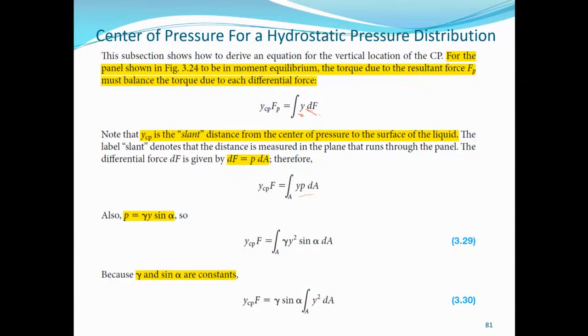Remember we know what P is from before. P is given by gamma y sine alpha, so we substitute it here. Then gamma is constant, sine alpha is a constant, so the angle doesn't change. Then we are left with y squared dA. And this is also the second moment of area, or moment of inertia. Remember the moment of inertia in chapter 10.